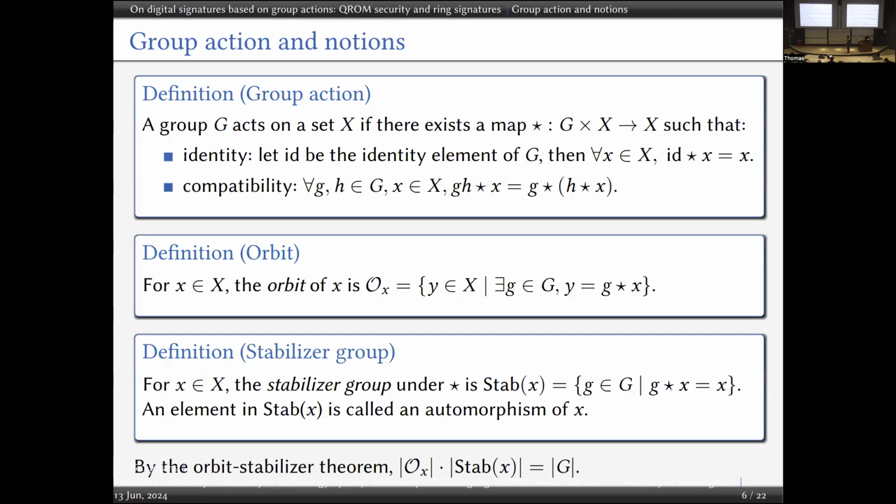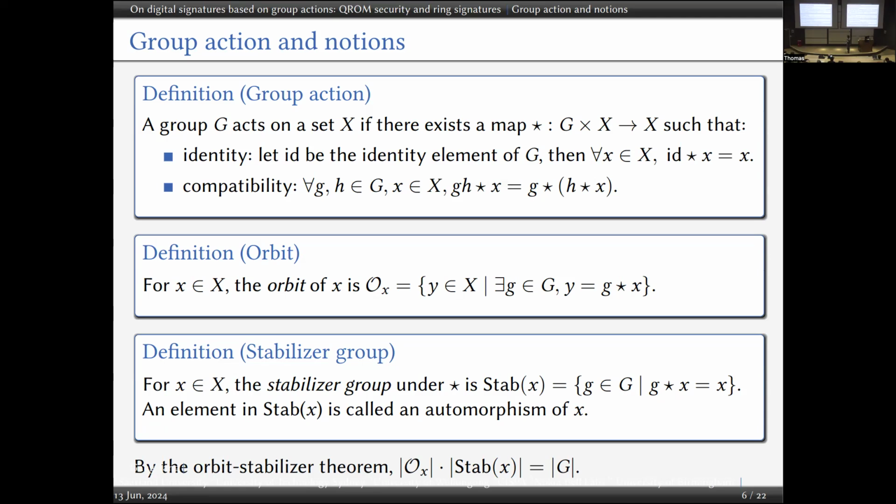So let me get started with group action and the notion. Group action can be viewed as a map. Given a group G and a set X, we can define a map from G cross X to X, and of course, it needs to satisfy identity and compatibility. Another definition is the orbit. The orbit is a subset of the set X, such that for every two elements in one orbit, there exists a group element G that sends one to the other.